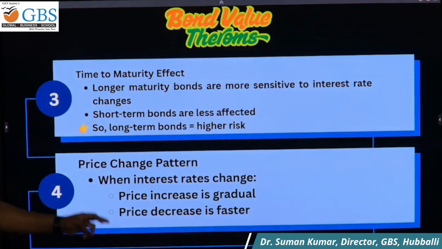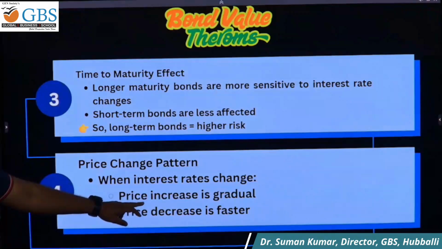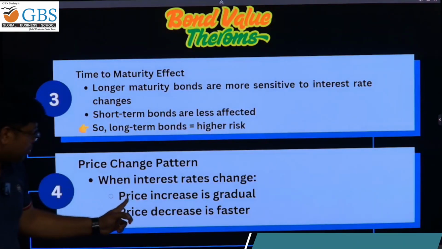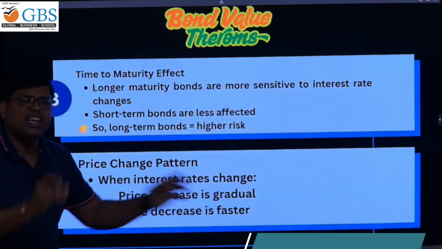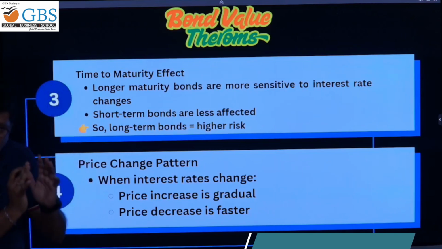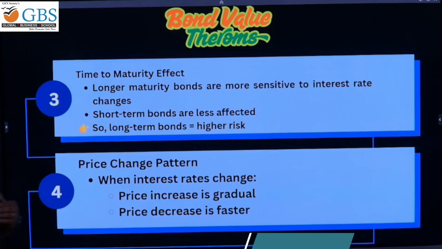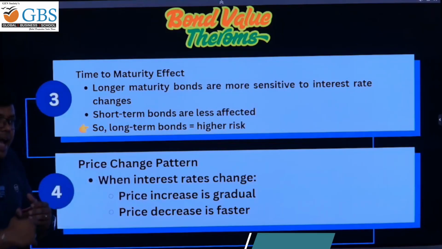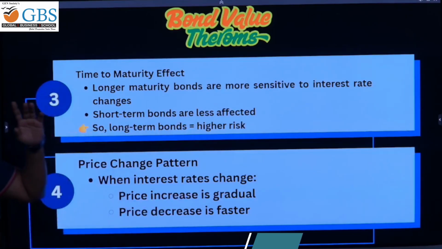Right. See, when interest rate changes, the first one, the price of the bond increases. When? When interest rate decreases. So the quantum of price which is increasing will be very less, gradual, slow. But when interest rate increases, the price of a bond decreases, right? It will be very rapid, fast, and in much more quantum when compared to the first instance.